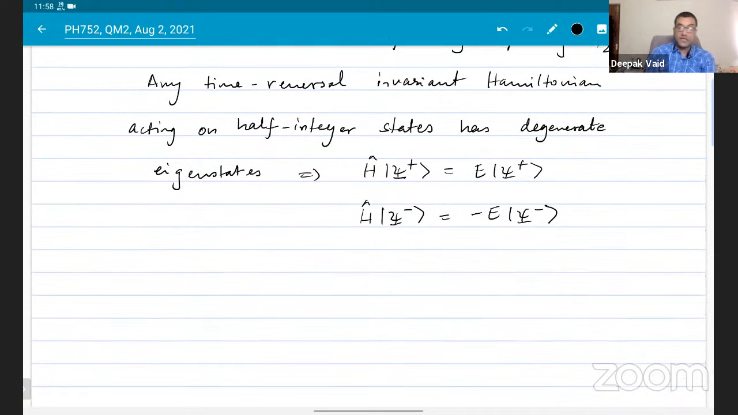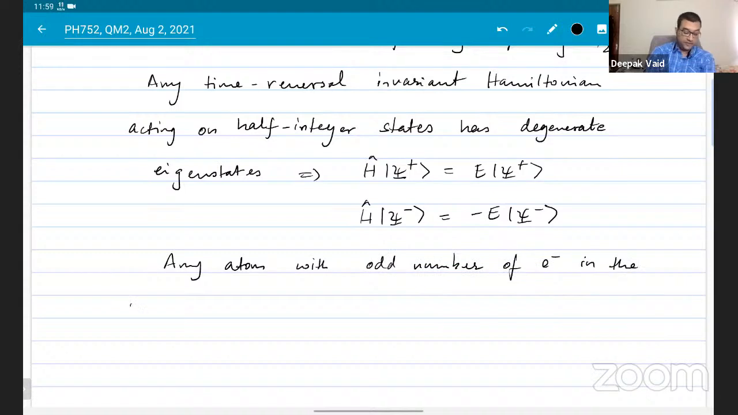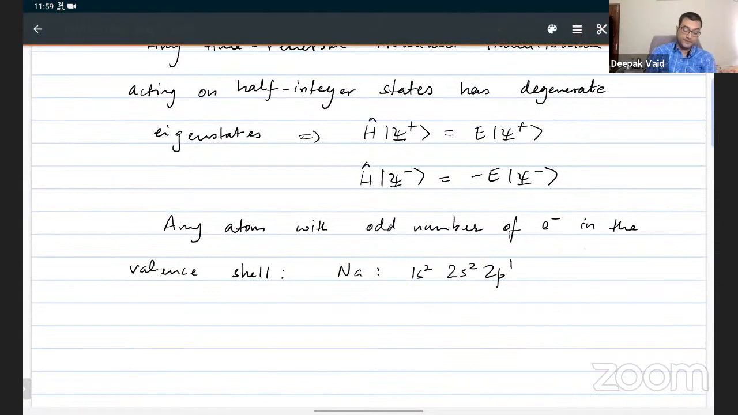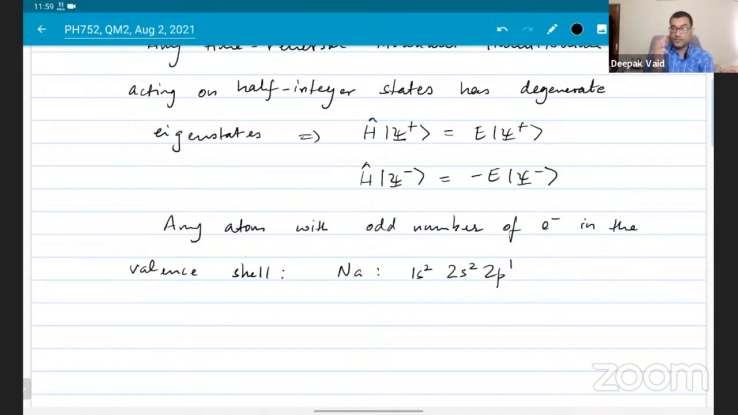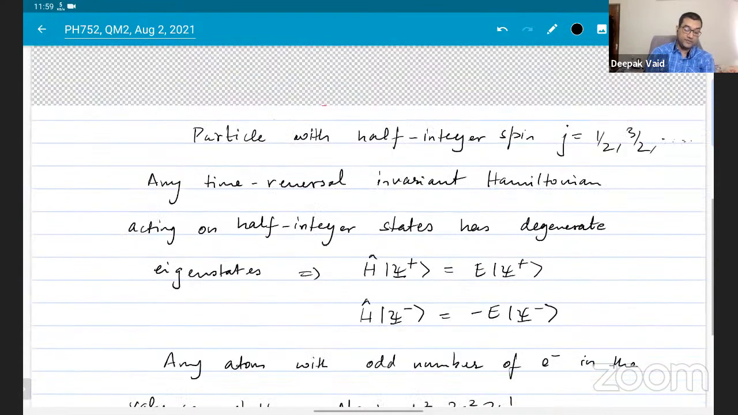So as an example, you can think of any atom with an odd number of electrons in the valence shell. Sodium, right? If I'm not mistaken, this is the atomic structure of sodium. So this has one electron in the outermost shell, and all the other electrons are paired up. So this will show the Kramer's degeneracy. When you look at the spectral lines of sodium, you will see a splitting of those lines, and that splitting has to do with this time reversal invariance.